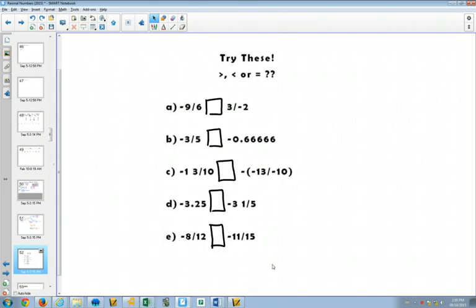So, on this side we have negative 9 over 6. On this side we have 3 over negative 2. Where the negative is doesn't matter. Those are both fractions that are negative. This, 9 over 6, you can reduce it to lowest terms and it becomes negative 3 over 2. So these two are the same.